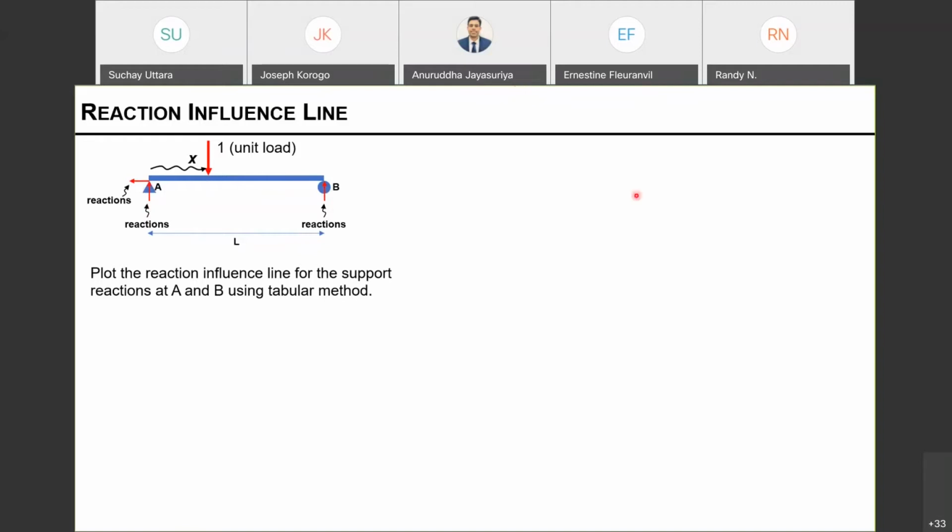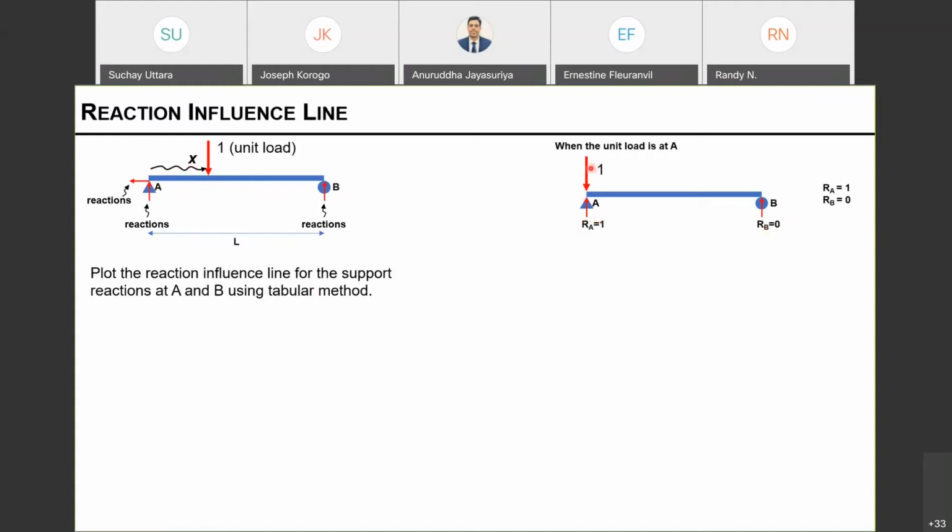Okay. All right. So now let's look at the beam itself. What I'm going to do is place this unit load at A, because that's where we're going to start. In other words, let's say x equals 0. So x is measured from A. When x equals 0, my unit load will be on top of A. And now we will be using static equilibrium to find the reactions at A and at B.